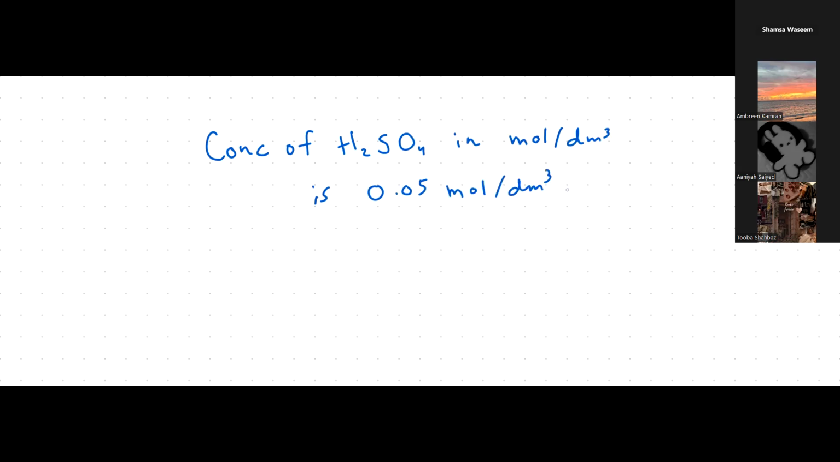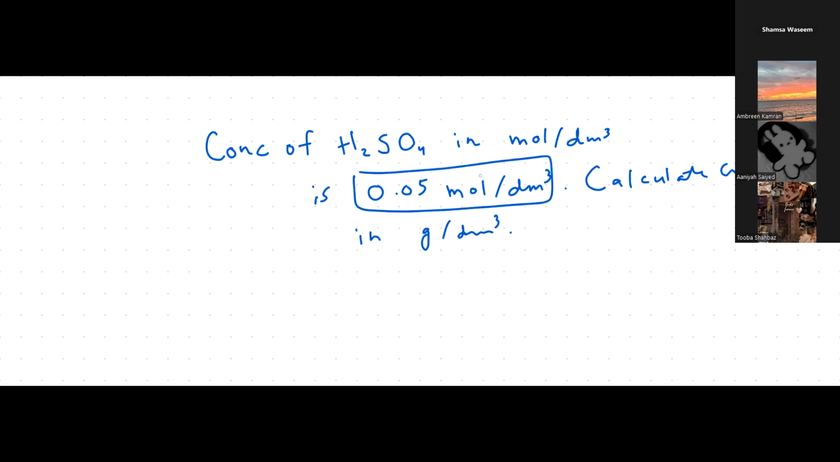Calculate the concentration in gram per decimeter cube. Okay? Moles equals mass in grams upon Mr. So mass in grams equals moles into Mr. So whatever concentration is given in mole per decimeter cube, we will just multiply by Mr of sulfuric acid, and nothing else. Okay? So calculate Mr of sulfuric acid.